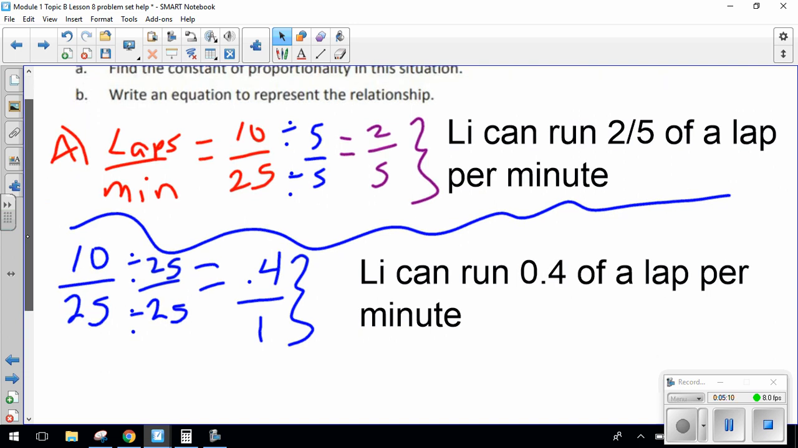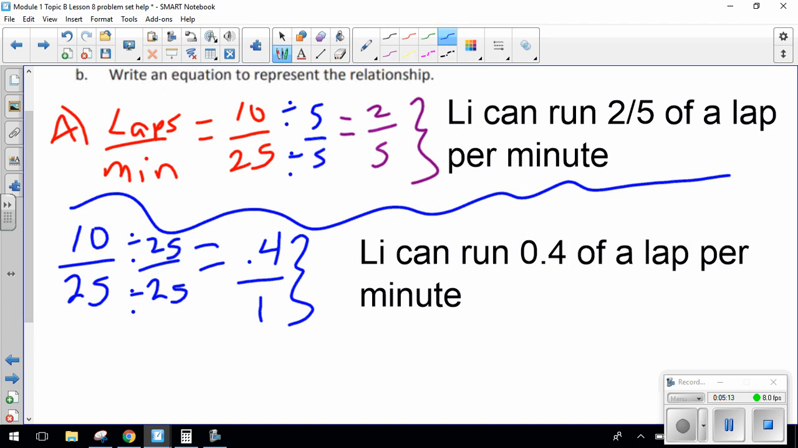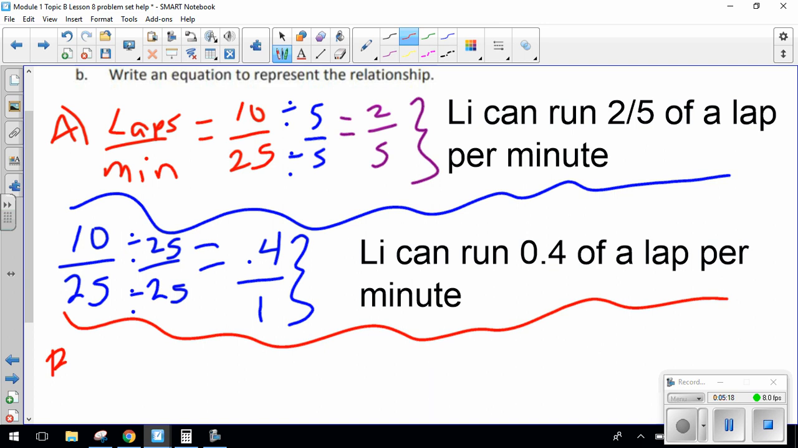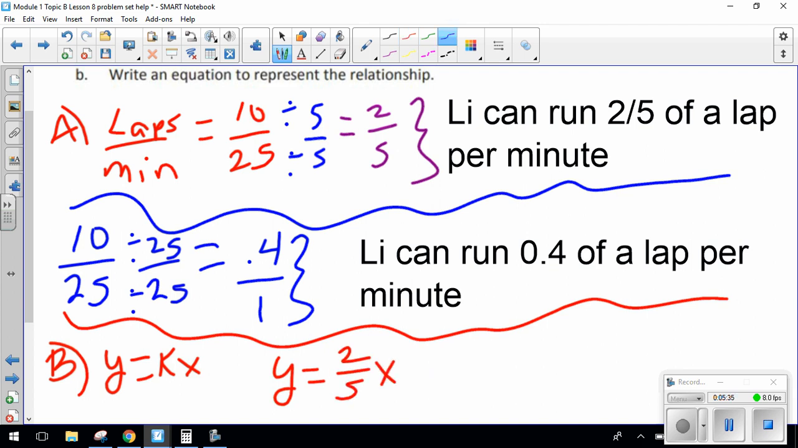In part B, it says write the equation. So for part B, depending on which method you like better, you can write your answer in one of two ways. Remember, we use y equals kx. K is your constant of proportionality, also known as the unit rate. So here's one way: y is equal to 2/5 x. Or you can write y is equal to 0.4x. Okay, so there you have it. There's number 2. Let's move on to number 3.